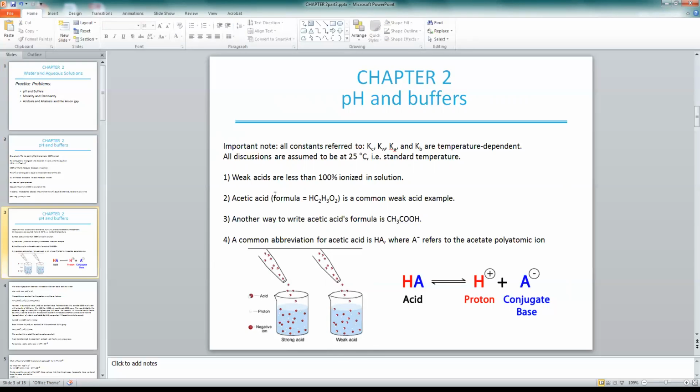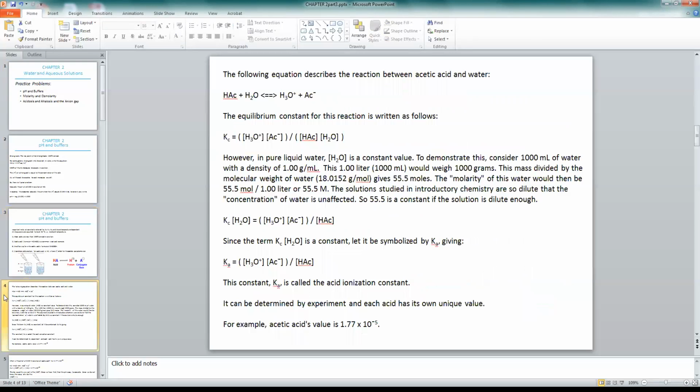If we think about acetic acid, we have the formula HC2H3O2 as our example. We could also represent it as CH3COOH. When that dissociates into solution, we have our proton and then our conjugate base. The conjugate base in this case is going to be the acetate. From a calculation standpoint, our acetic acid can interact with water to form H3O+ and our acetate.